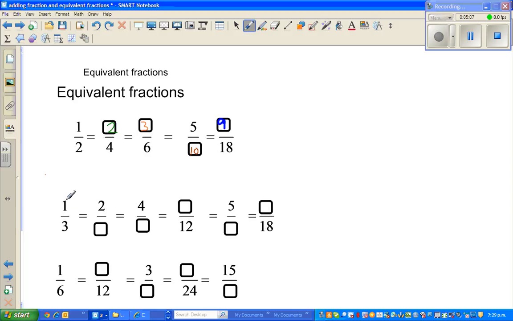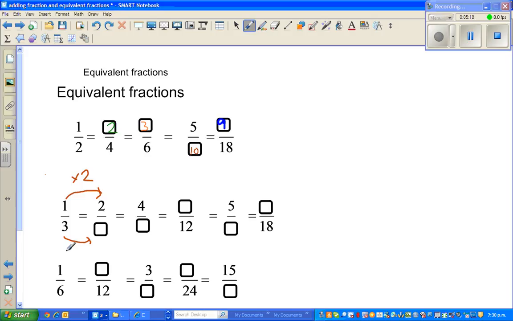You know 1 times 2 gives you 2. So you have to do the same thing to the bottom number, that is 3 times the same number, that is 2. That is 3 times 2 is 6. So 1/3 is the same as 2/6.